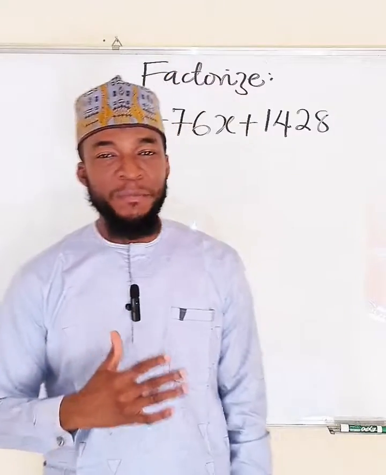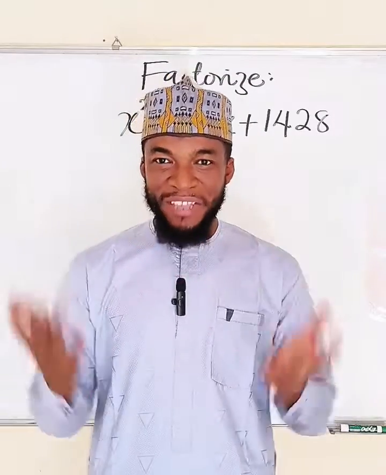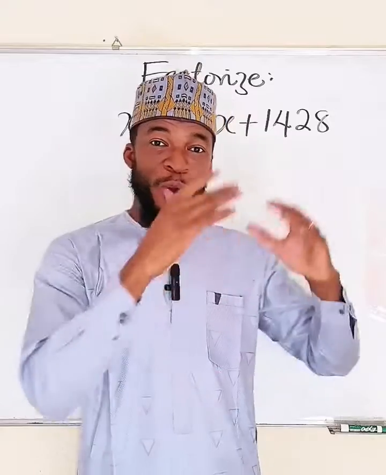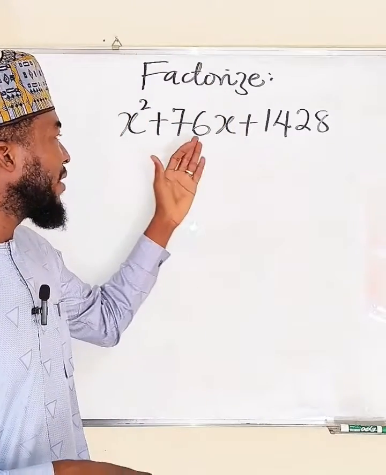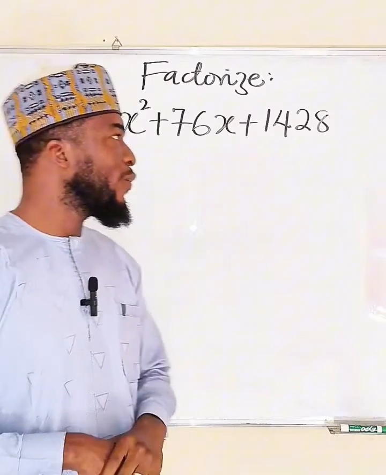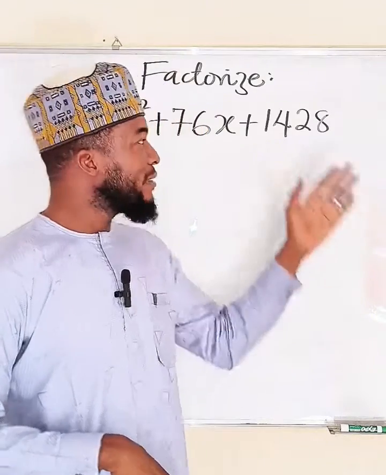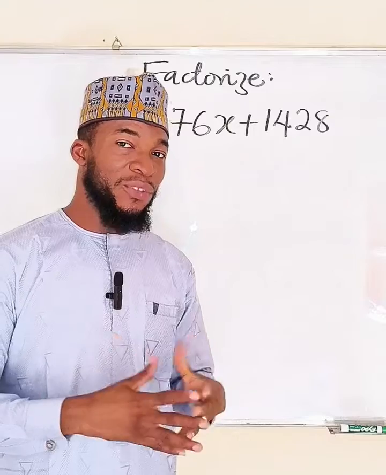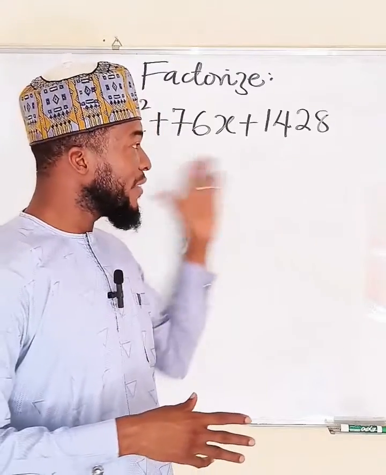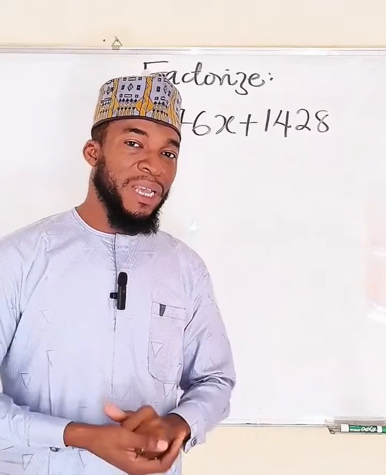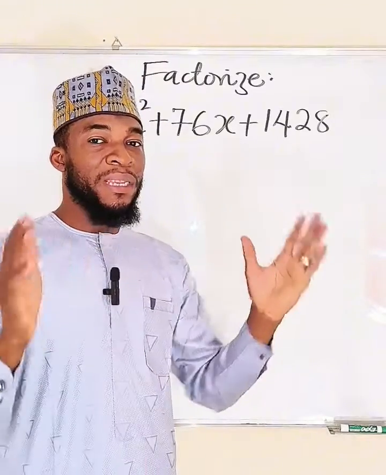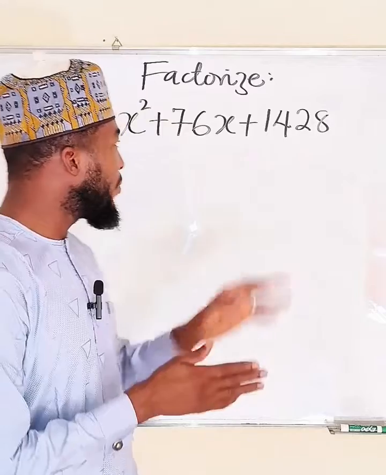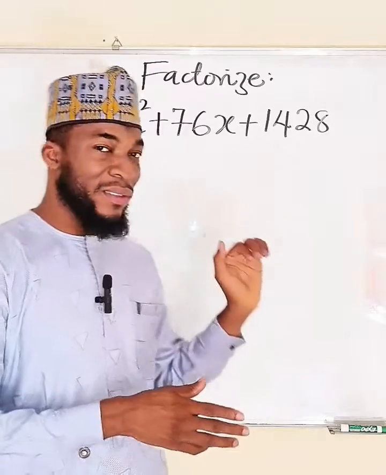Hello, good day viewers. How do you normally factorize quadratic expressions where the constant term is very huge? Example, x squared plus 76x plus 1428. You can see that the constant term is very huge. And I know that to factorize this, you have to come up with two numbers, which when you multiply them together, you get the constant term. And the moment you add the two numbers together, you get the coefficient of x, which is 76.